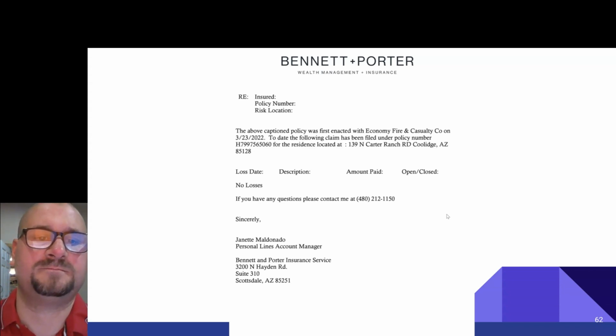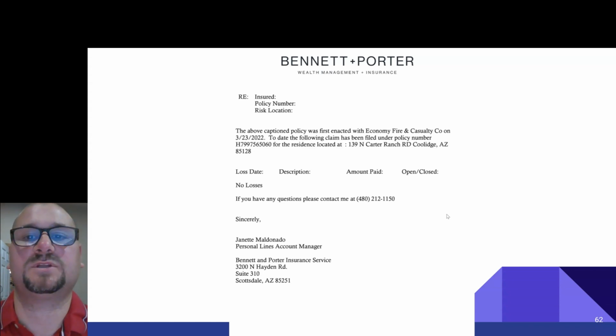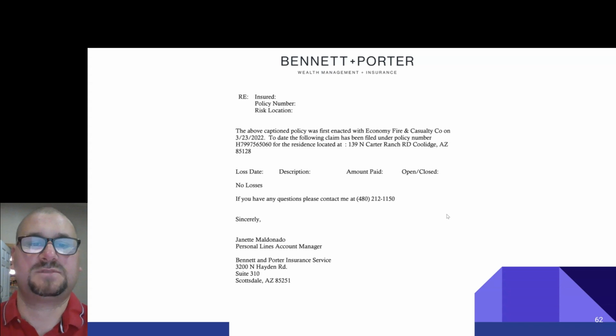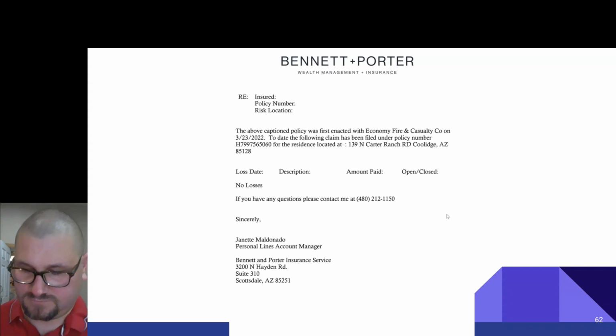The above caption policy was first enacted with Economy Fire and Casualty Co. on this date to date. The following claim has been filed under policy number for the residence located here. So any losses, right here says no losses. If you have any questions, contact. There's the phone number. So here's an example of one.